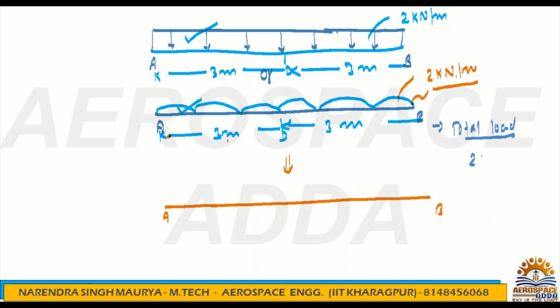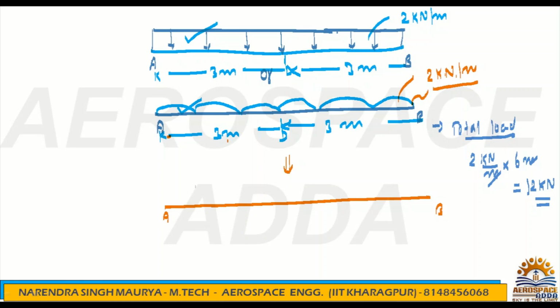They said 2 kilonewton per meter. You just multiply by the total distance. How much is it? 3 plus 3, 6 meter. It is spread in 6 meters. So meter cancels out. How much did you get? You got 12 kilonewton. Means because of this chain you have thrown along the span, the total load because of this UDL becomes 12 kilonewton. Now this 12 kilonewton is a point load. It is a fixed point load.